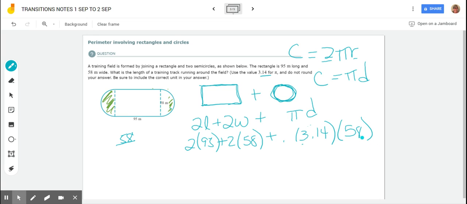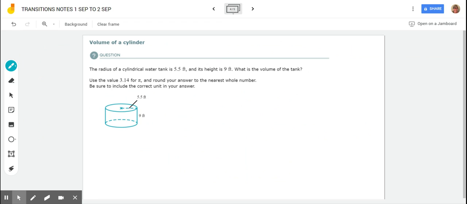There you go. So 2 times 95 plus 2 times 58 plus 58 times 3.14. 488.12. Okay, you get 488.12 what? Meters. One dimensional. Moving on. Okay, volume of a cylinder.